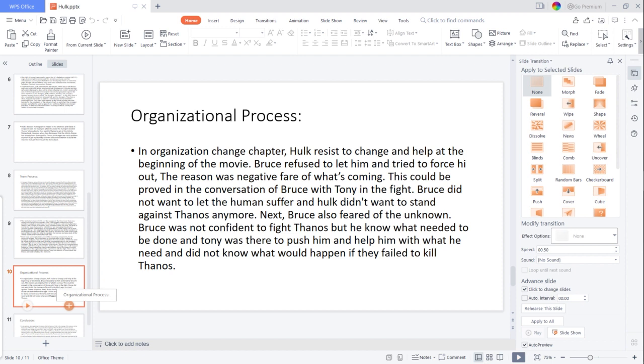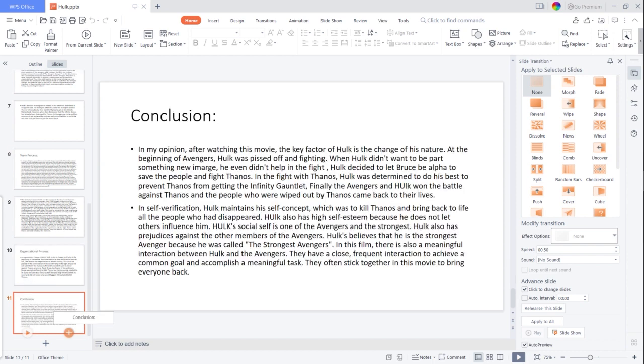This could be proved by the conversation Bruce had with Tony in the fight. Bruce did not want to let the humans suffer, and Hulk didn't want to stand against Thanos anymore. Next, Bruce also feared the unknown. Bruce was not confident to fight Thanos, but he knew what needed to be done, and Tony was there to push him and help him with what was needed, and he did not know what would happen if they failed to kill Thanos.